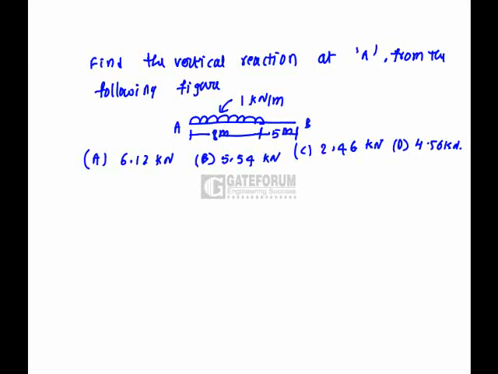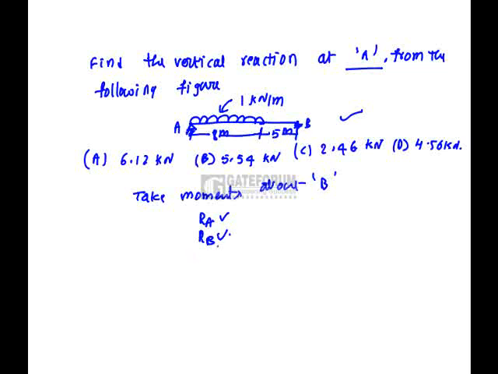Here the question is, find the vertical reaction at A from the following figure. It is a very simple question. The figure is given as a UDL over 8 meters. The UDL acting is 1 kilonewton per meter length. So if you take moments about point B, consider RA is the reaction at A, RB is the reaction at B.